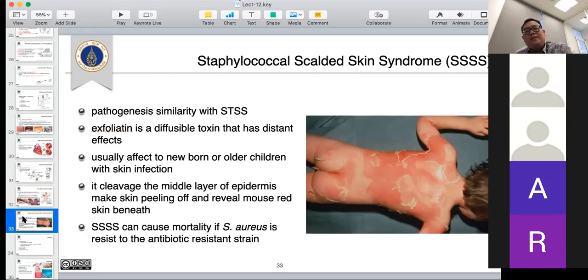Or in young children, particularly newborns or children less than 10, we find SSSS, staphylococcal scalded skin syndrome, because the infection destroys the dermis and epidermis and makes the skin peel off all over the body. You see the red part of the skin. Actually, this is not a rash, but the deeper skin, because the skin has already peeled off. Okay.